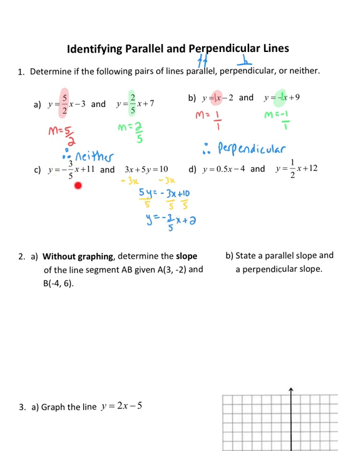So now that both equations are in the form y equals mx plus b, we can identify the slopes. The first equation has a slope of negative 3 over 5. And the second equation, we're going to look at the rearranged form. We see negative 3 over 5 as well. So comparing the slopes, they are the exact same. Therefore, this pair of lines is parallel.